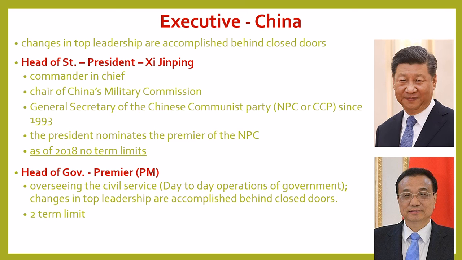The head of government or the premier is this guy. I forgot to write his name down, and it's his first name. His last name is Li, and then I cannot pronounce the second part of his name. So Li and Xi. Just think of it that way. He oversees the day-to-day operations of government, so civil service, and he has a 2-term limit. Right, he's got a 2-term limit.